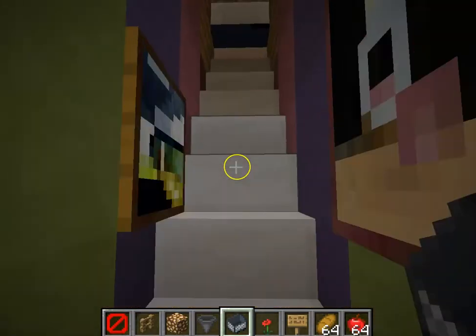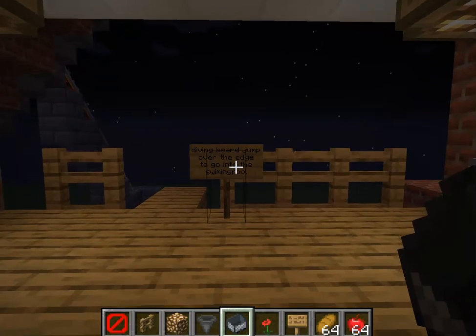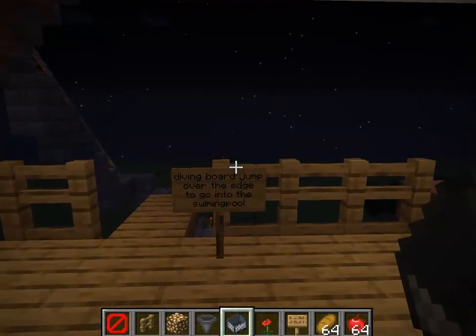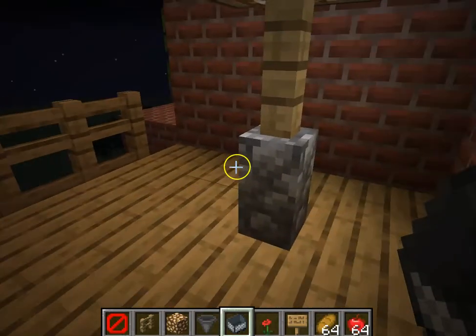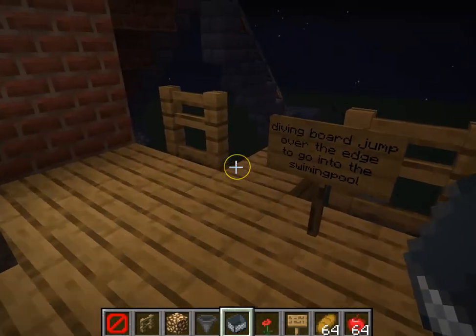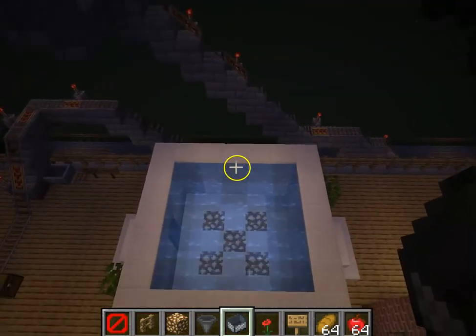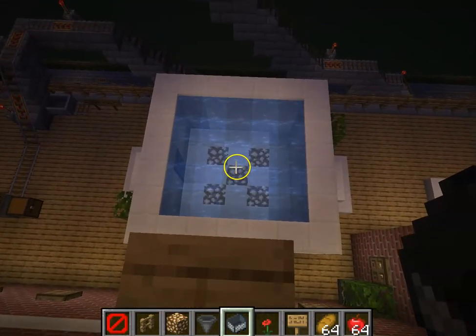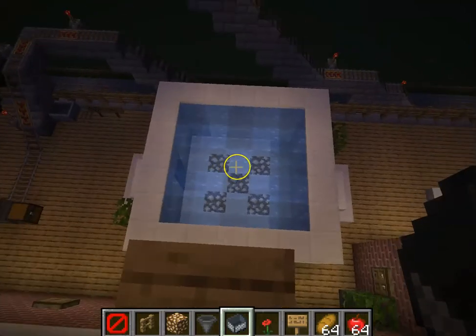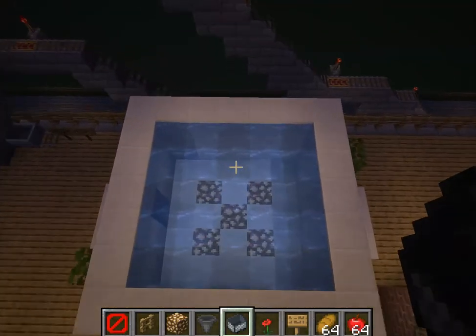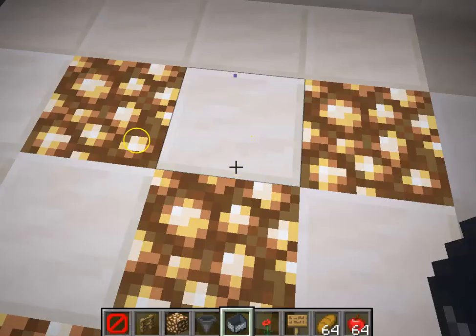Okay. Oh. Ooh. Diving board. Jump over the edge and go into a swimming pool. Woohoo! Now that sounds fun. I hope I can get out. Here goes. Whee!